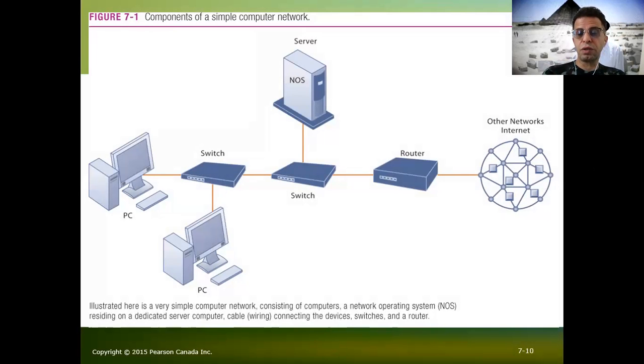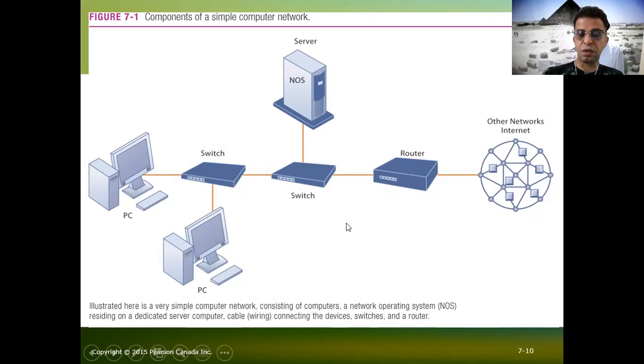If we look at the components of a simple computer network, let's say we have two PCs connected to a switch, and then a second switch between them and the NOS. Then you have the router, which will connect it to other networks such as the internet, and helps to divide the work.